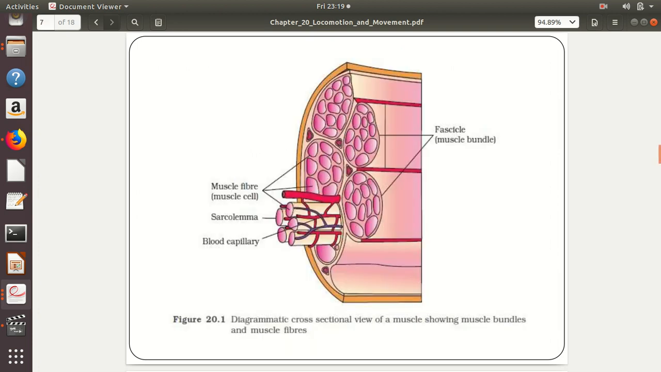You can look at the diagrammatic cross-sectional view of a muscle, which shows muscle bundles and muscle fibers. You can notice the muscle bundles are all arranged together as fascicles. The muscle fiber or muscle cell has an outer membrane, which we call sarcolemma, and the cytoplasm we call sarcoplasm. And you can notice the muscle fibers are all intricately connected with the blood capillaries.